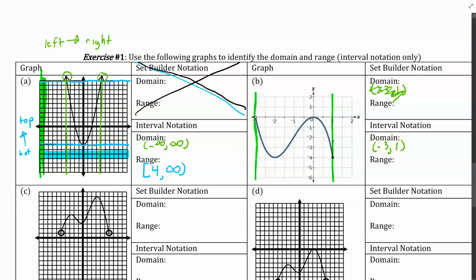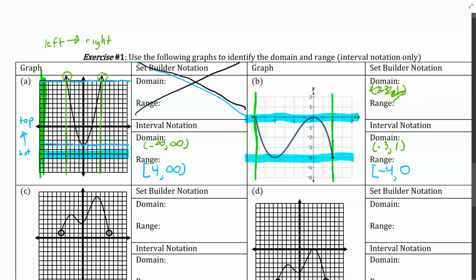Now for range, again, you want to go from bottom to top, and so the first y value that our pencil touches will be at -4, and because it is solid and filled in, we include the -4. And then if you move your pencil, dragging it upwards, we'll stop touching the graph at 0.